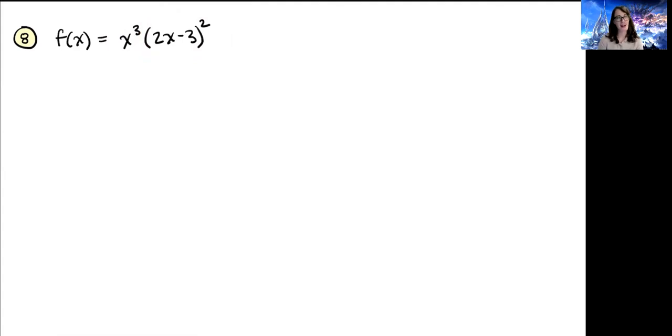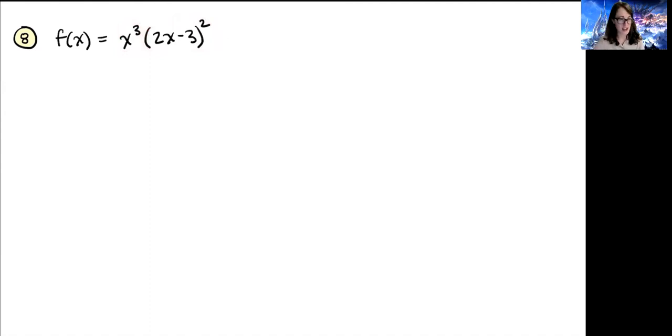Okay, maybe not 100, but unless you can get rid of the product somehow, like we could expand this out by FOILing and then distributing the x cubed. But when you can't do that, or you don't want to do that, then you have to use the product rule. Now, within the product rule, we're going to need to differentiate each part. X cubed is easy. 2x minus 3 to the second, that's going to need the chain rule to find the derivative of.